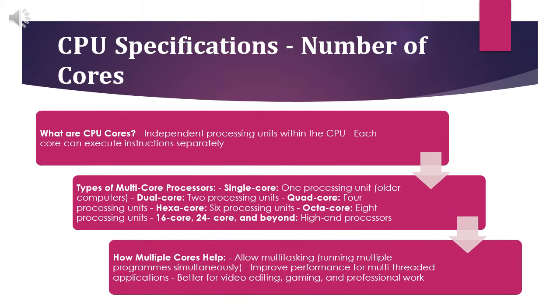Having multiple cores is a huge advantage for multitasking. It allows you to run several programs simultaneously, like having a video call while editing a document and running a virus scan in the background without your computer slowing down. This is especially important for professional work like video editing, high-end gaming, and 3D rendering, where the software is designed to use many brains at once to get the job done faster.